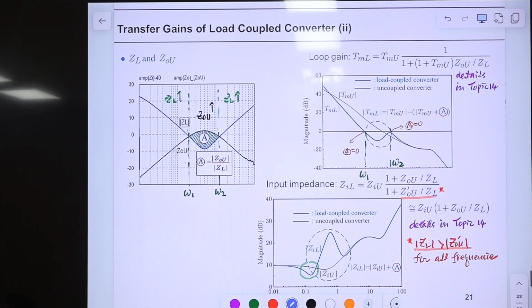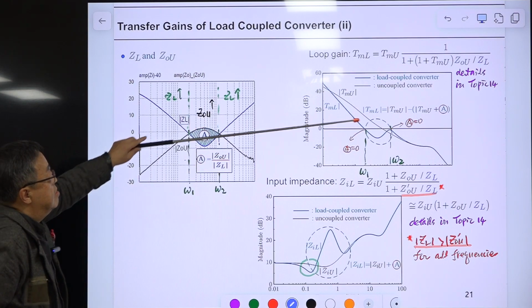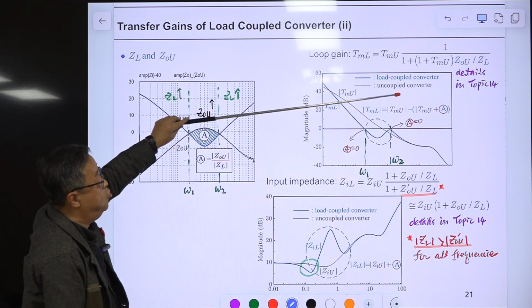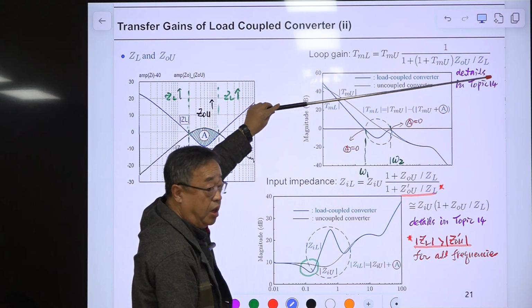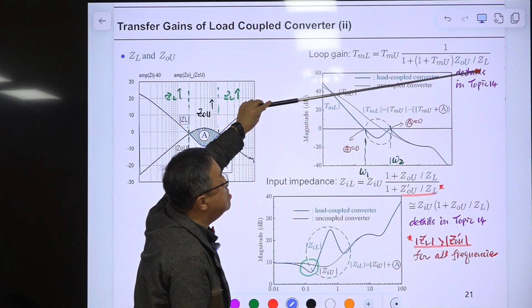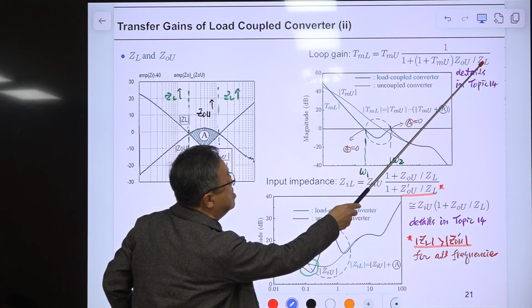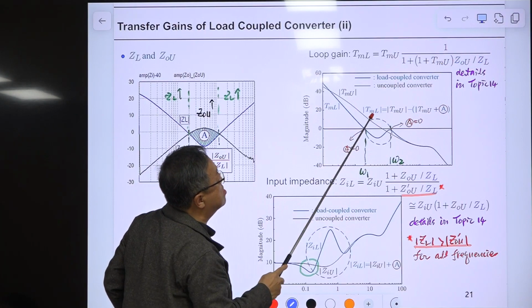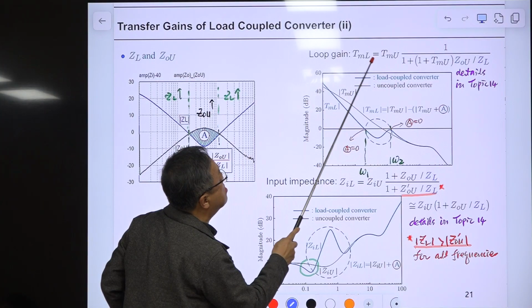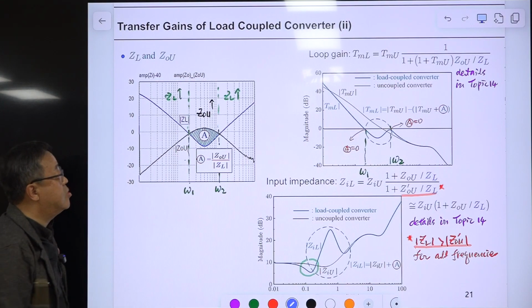Okay. This loop gain characteristics is different. Previously, GOU and GL, the ratio of them was apparent. Now we have this additional term. Still, if GOU is larger than GL, then you have this. GML is this one. This is GMU, the loop gain of the uncoupled converter.